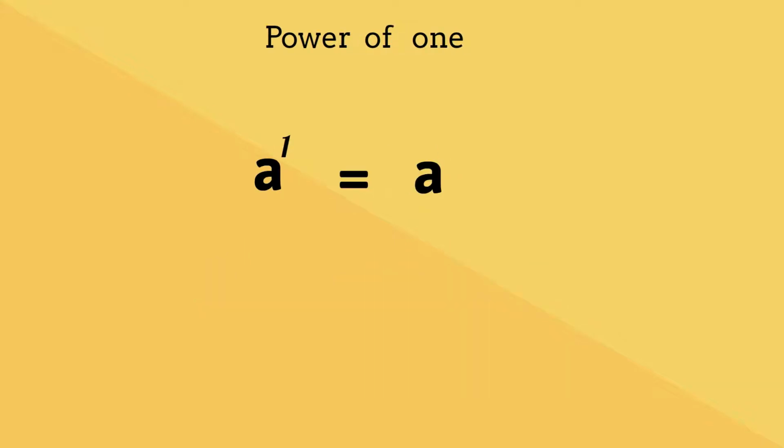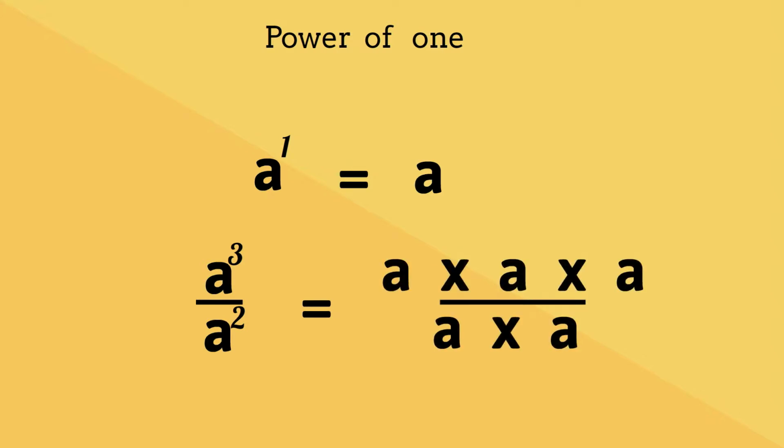The other special rule is the power of 1. It states that any number raised to the power 1 equals the number itself. Let's see how this works. How do we get a number raised to the power 1 in the first place? In this example, a to the power 3 divided by a to the power 2 can be expanded to give a times a times a over a times a, which cancels down to give a itself.